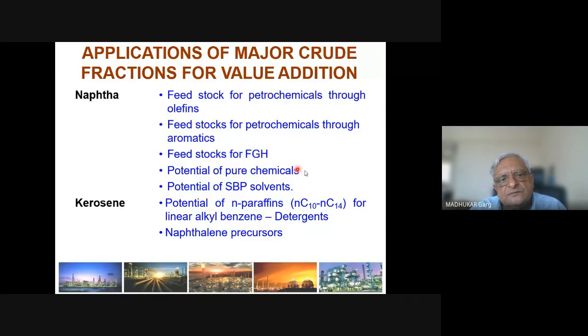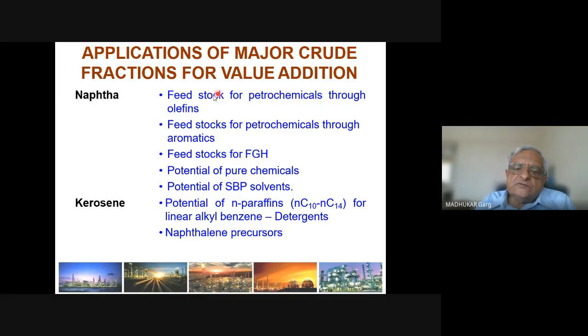So, the application of major crude fractions for value addition: we get one of the major products in a refinery called naphtha, from which we make gasoline, but this is also feedstock for making petrochemicals in a naphtha cracker. We put this naphtha into a cracker at very high temperature along with steam, and that gives us olefins like ethylene, propylene, etc. We also make food grade hexane out of it.